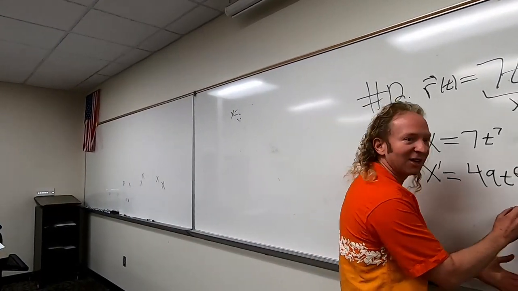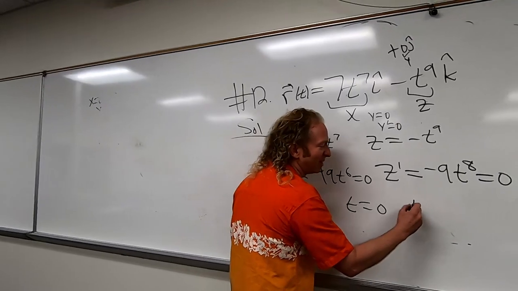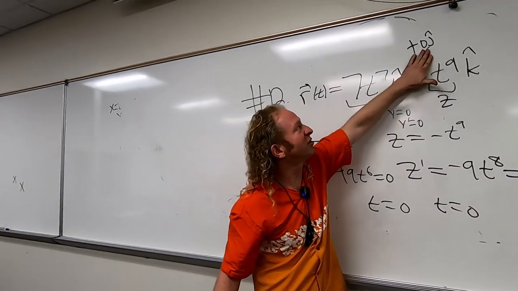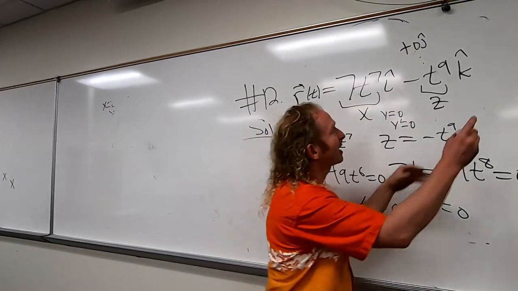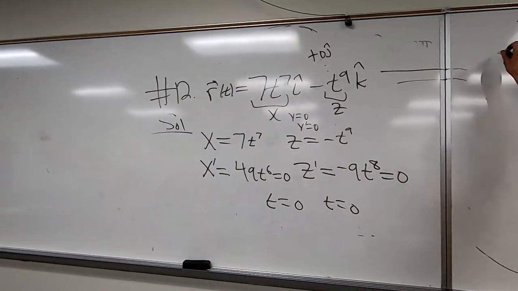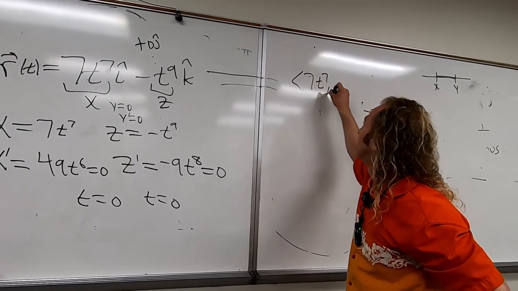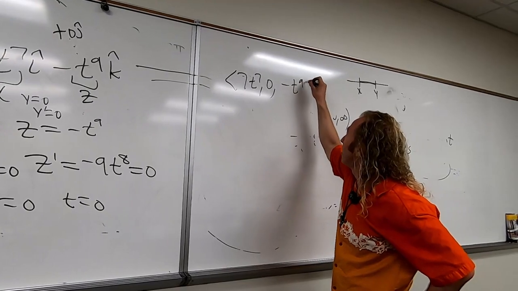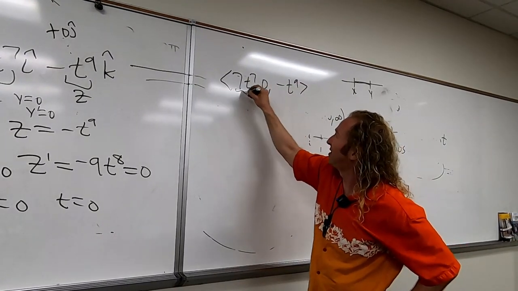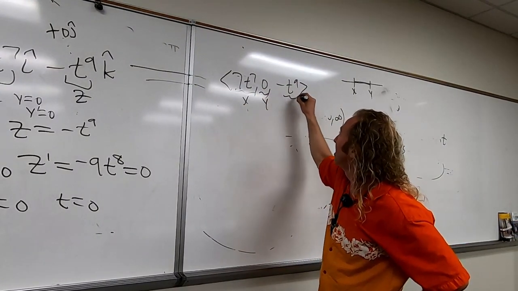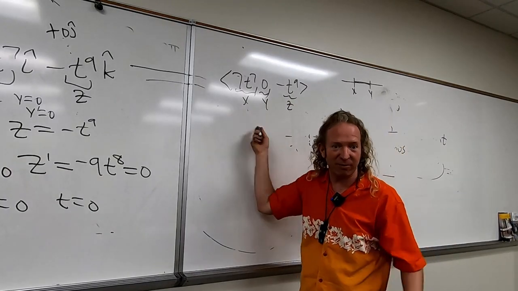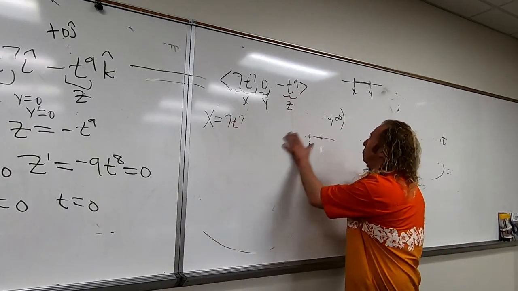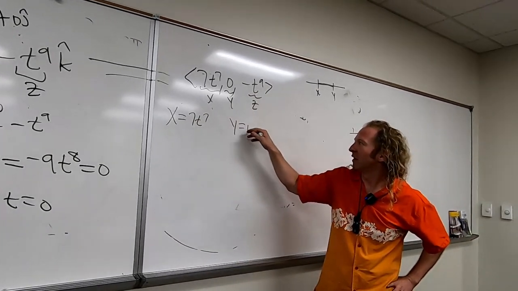Okay, so let's finish this. You get t equals 0, t equals 0, because you're supposed to have that there. There is a zero j hat there. Technically, the problem looks like this. Let me write it like this so it's a little more clear. This is x, this is y, this is z. You're supposed to take each of them, so I'll do it again over here.